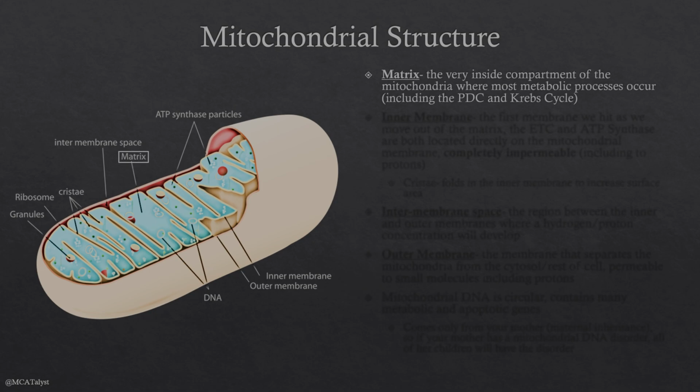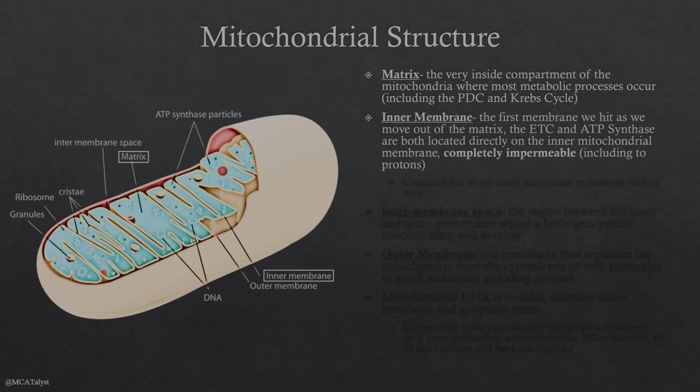We're going to start with the matrix. You'll notice that I'm boxing the terms in the picture as they start to show up. The matrix is the very inside compartment of the mitochondria. This is where most of our metabolic processes that occur in the mitochondria are going to be housed. So the PDC, the Krebs cycle, all of those enzymes are going to be inside of the mitochondrial matrix.